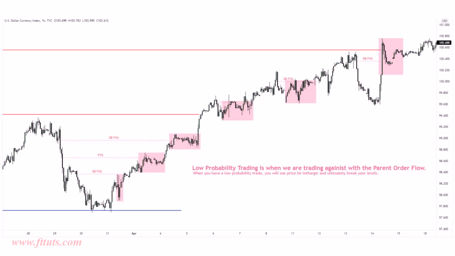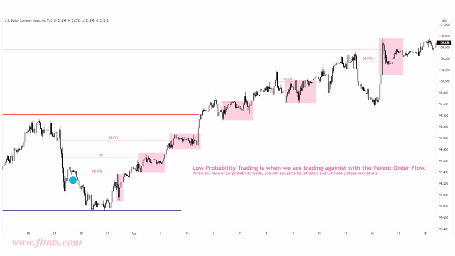Low probability trading is when we're trading against the parent order flow. So the parent order flow is here, price wants to go up higher. Okay? If you're trying to short against the parent order flow, even though there's a fair value gap, even though there's an order block, they're not going to hold since they're low probability. When you have a low probability trade, you'll see price be lethargic at your level and ultimately break your levels. So you can see here, if you're only focusing on price patterns, you're going to fail because you're not going to identify where price wants to go.